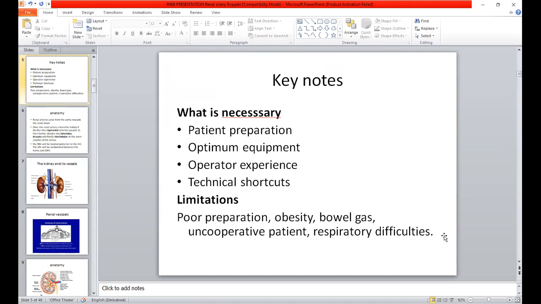Also in patients with respiratory difficulties, because you are going to use breath holding techniques as you do the examination so that you can have better visualization of the kidneys.